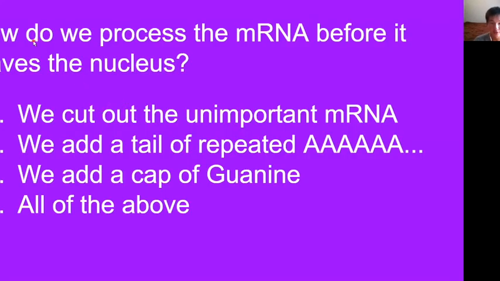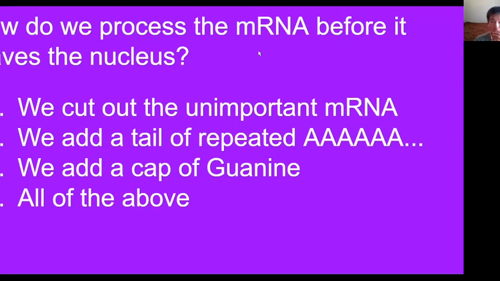And here's my next question: how do we process the mRNA? Remember, you don't have to worry about it for right now. mRNA before it leaves the nucleus, right? So we have it, but it's still in the nucleus. And I'm hinting that we need to process it somehow. So we'll see. A, we have to cut out the unimportant mRNA. B, we add a tail of repeated A. C, we add a cap of guanine. Or D, all of the above. This one I kind of threw a curveball, added my first all of the above question.